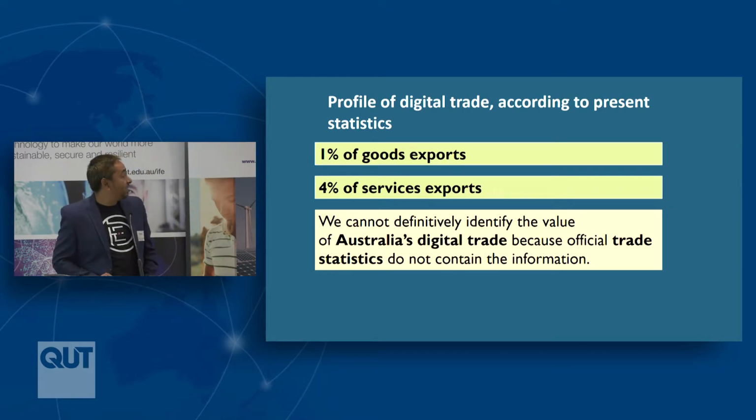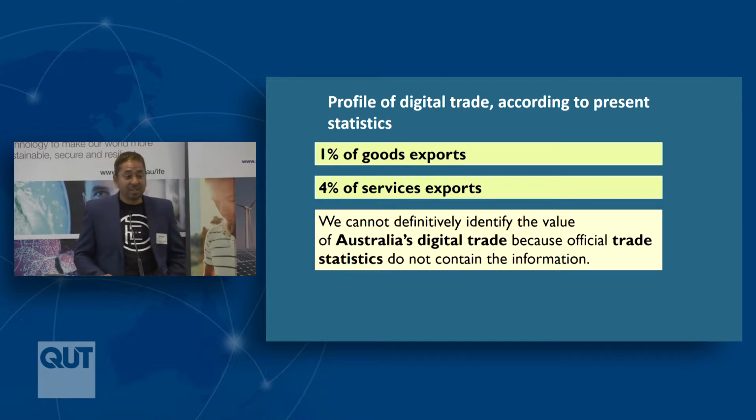And what do the statistics show us? This is a 2018 figure: information and telecommunication media is only about 1% of goods exports and 4% of services exports. So this is the situation in 2018. We cannot definitely identify the value of Australian digital trade because our official statistics do not contain that information, or we don't have that footprint at all. So we really need to understand what is happening in the official statistics and what is happening in Australia's digital economy.